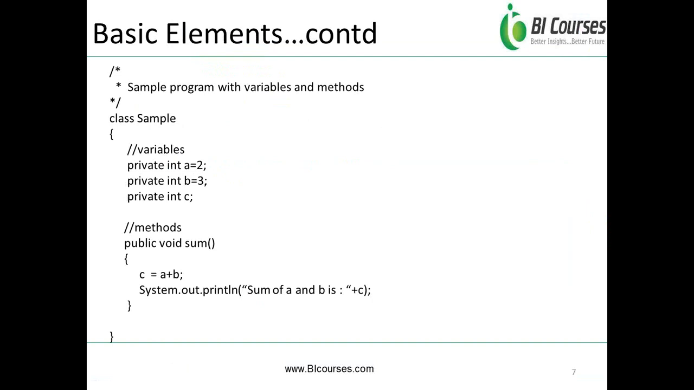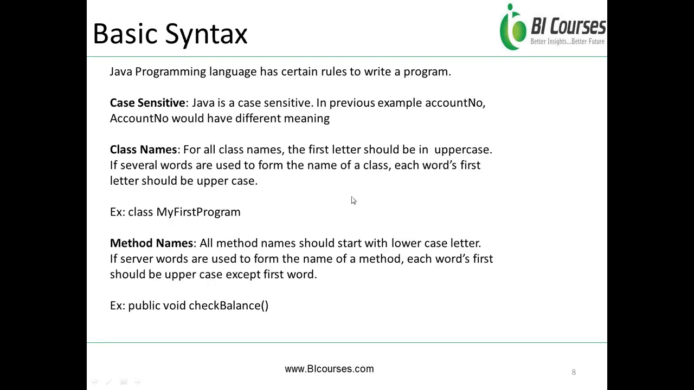Here we have this class Sample, and private int a equals 2, private int b equals 3, private int c. And we have one method called public void sum, which has c equals a plus b, System.out.println sum of a and b is c. So here a, b, c are the variables and sum is a method.